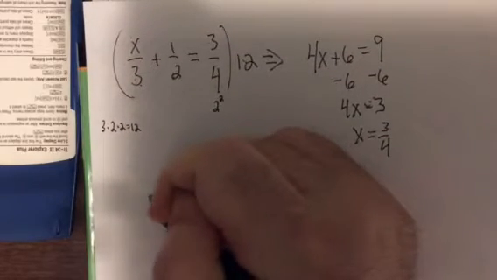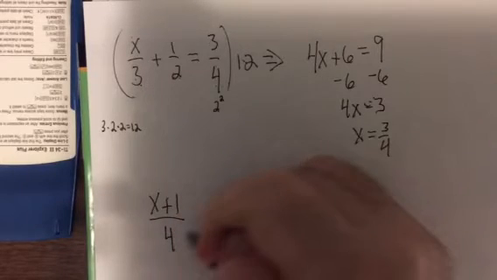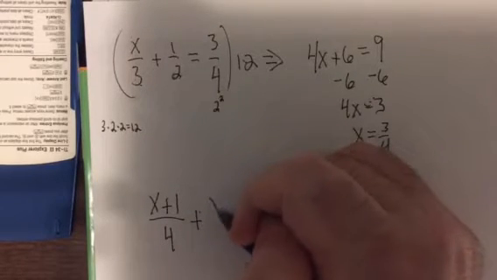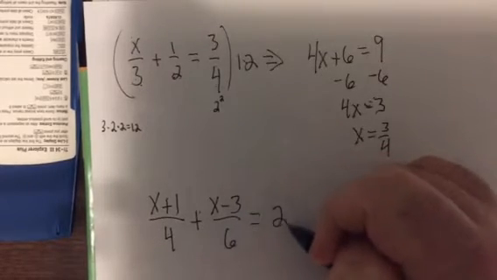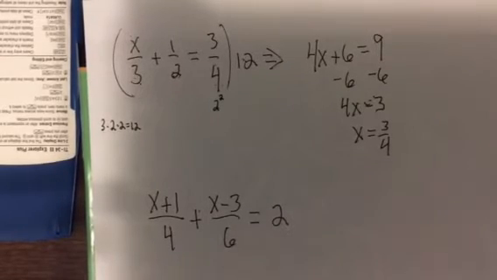So let's try this one. x plus 1 over 4... Oh, it just froze. Sorry about that, it froze. It does that every once in a while. Just show us it's alive. Equals 2. So again, it's easier if we get rid of the fractions.